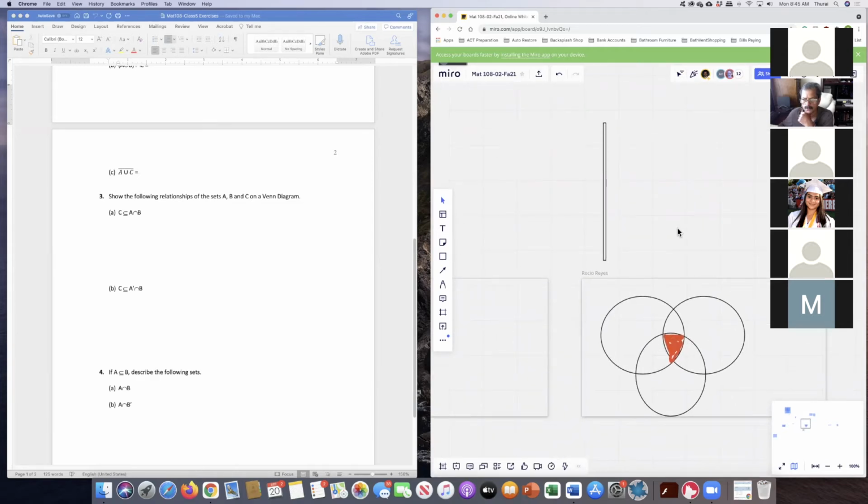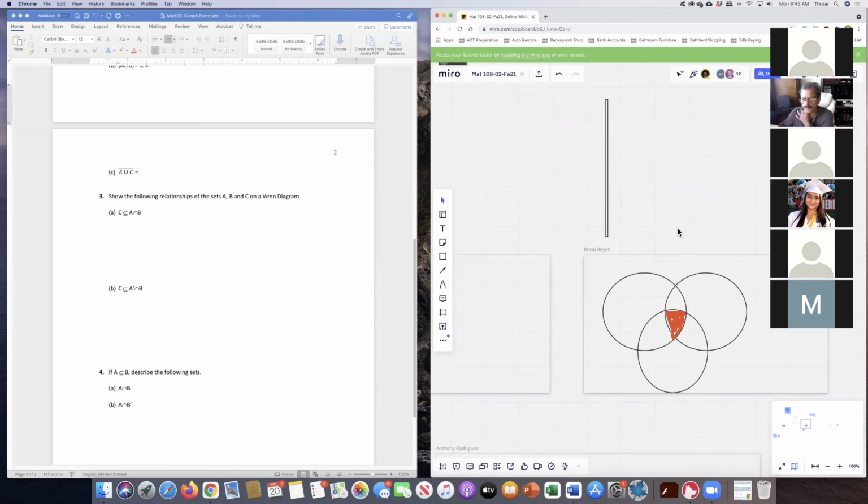No, Rocio Reyes, what you have highlighted here is A intersection B intersection C. That's not what the question is. The question says there's a fact given to you: C is a subset of A intersection B. To represent this fact, how would you show the sets A, B, and C on the Venn diagram? How would you draw those circles? So what you have is not the answer to that question.